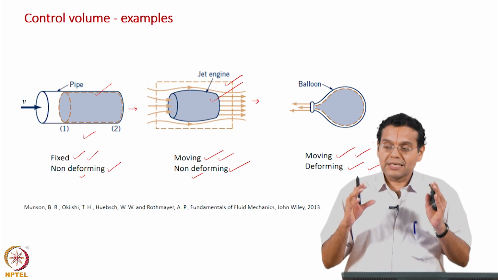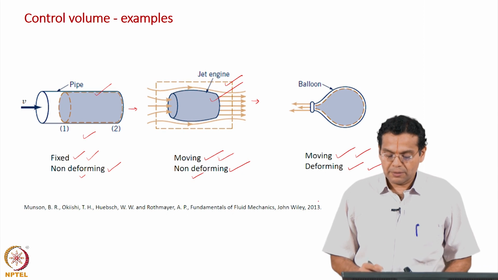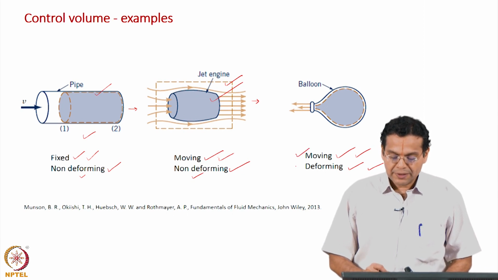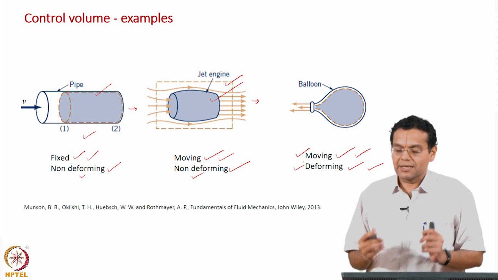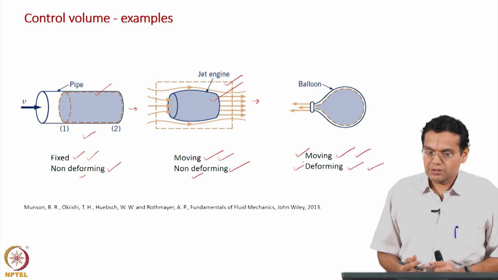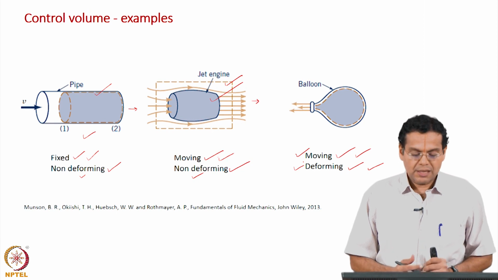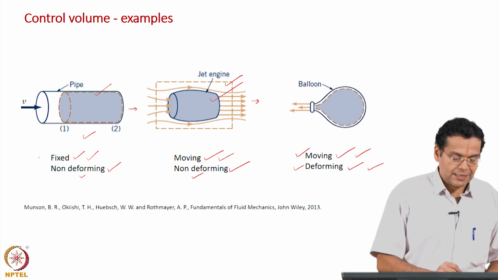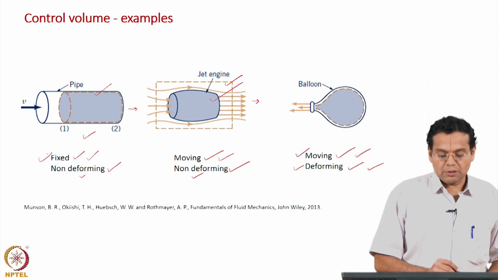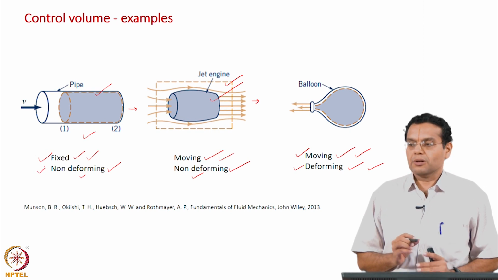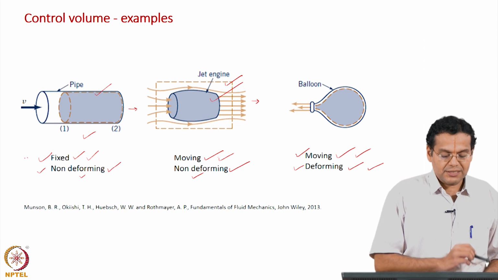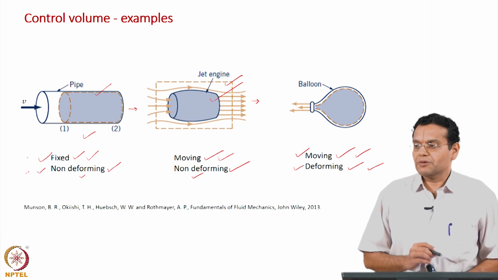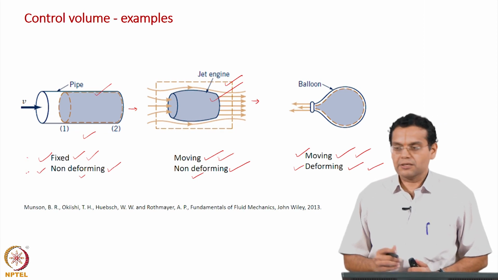So, the most general form of control volume is a moving control volume with a deforming surface. Okay. Of course, that is the most general case which becomes difficult for us to analyze. So, what is our scope? Our scope is the simplest case, namely fixed control volume and non-deforming control volume. So, in the entire course, all our control volumes will be fixed and non-deforming as well, okay, which is the simplest case of control volume.